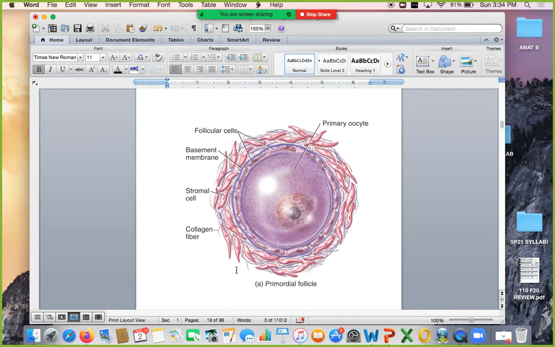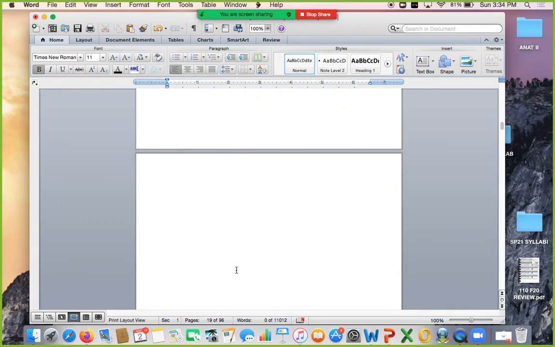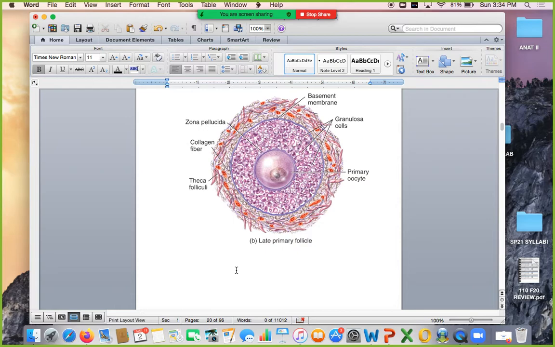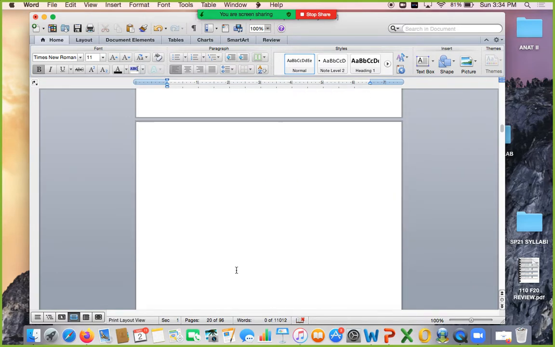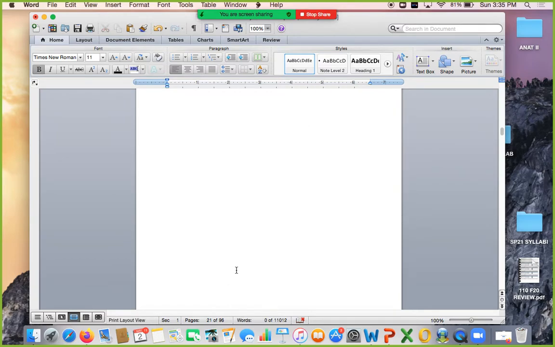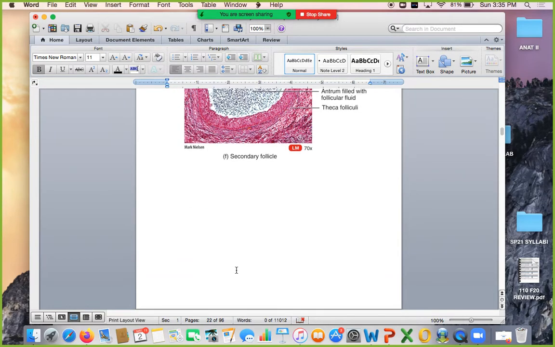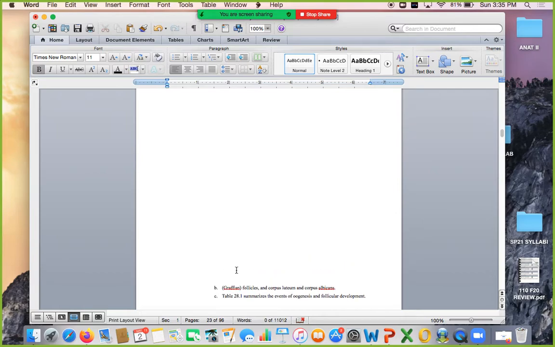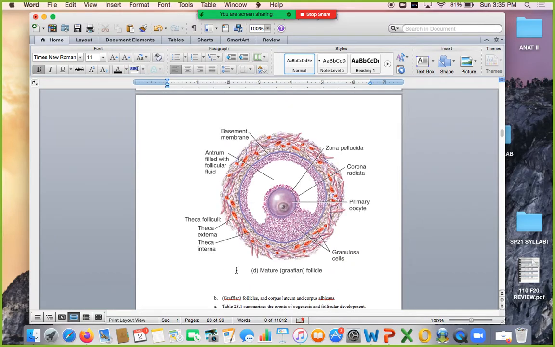All right, so this is just going to be the images of the primordial follicle entering into the primary, entering into the secondary, finally becoming the Graafian. Don't worry, I'll go back to the beginning. So that's just an image of the secondary and actual TEM. Finally becoming the Graafian follicle, which is going to be shed.